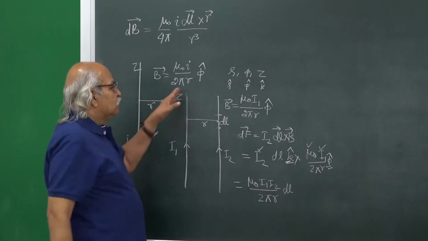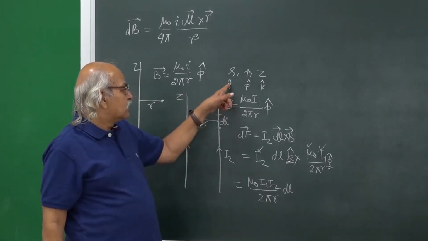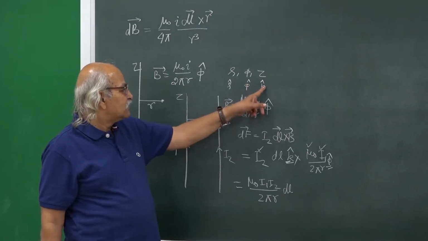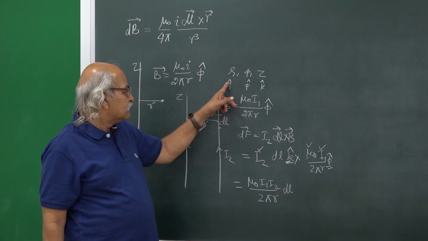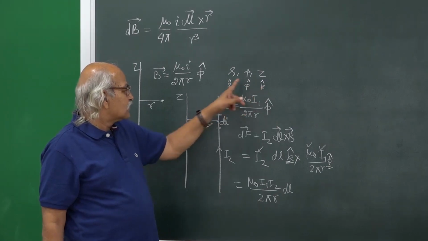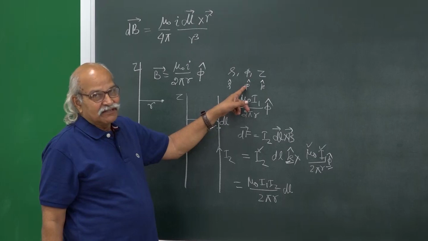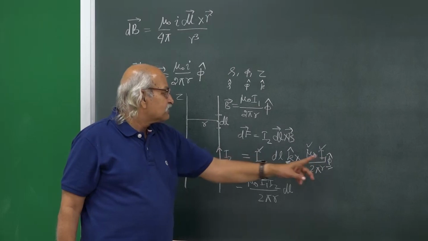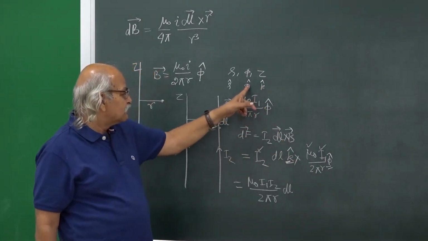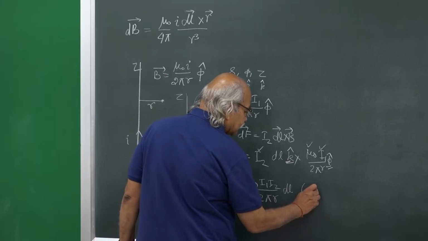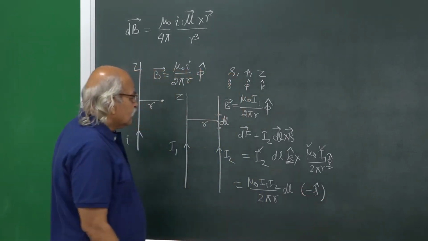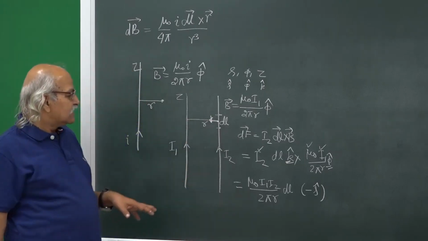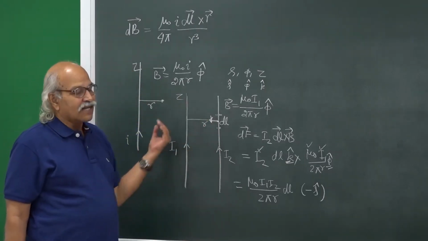All right. If you go cyclic, s cap cross phi cap, you will get k cap, phi cap cross k cap, you will get s cap, and k cap cross s cap, you will get phi cap, and if it is reversed, you get a minus sign. So, k cap cross phi cap will be minus s cap. So, the force here is towards this first current, that is why we say that parallel currents attract.